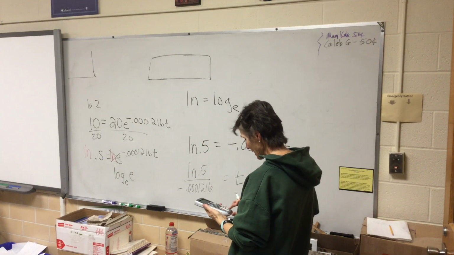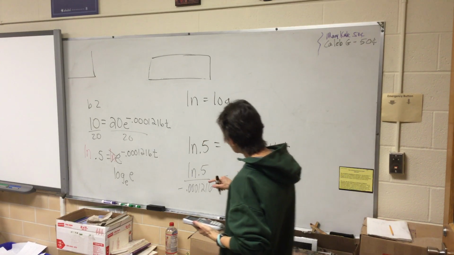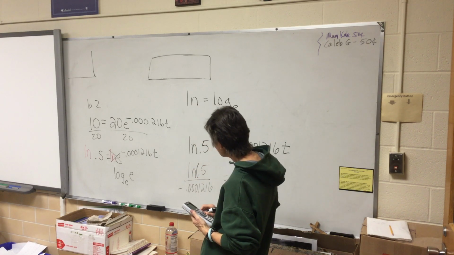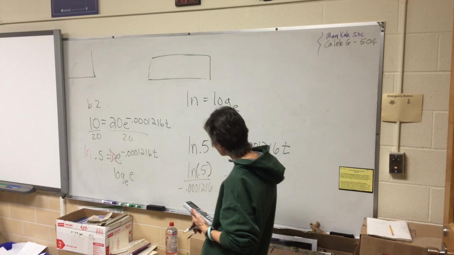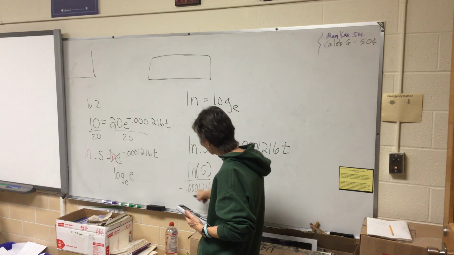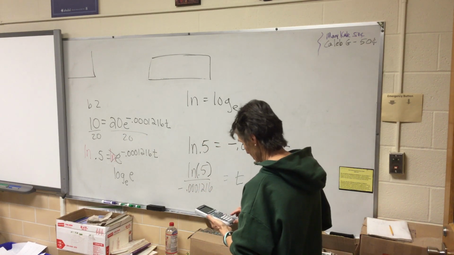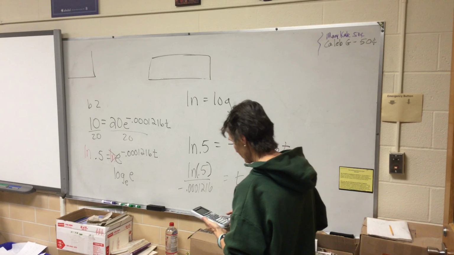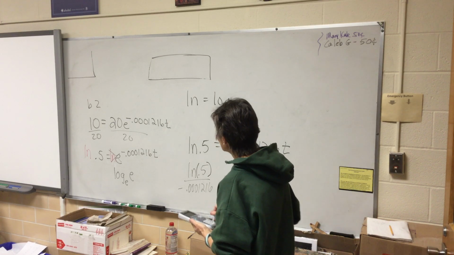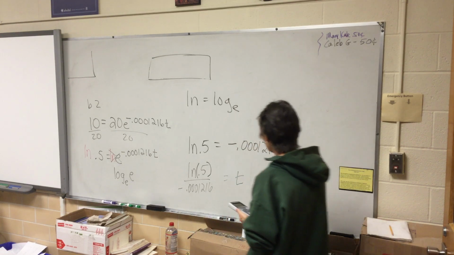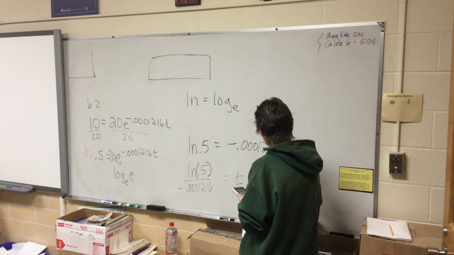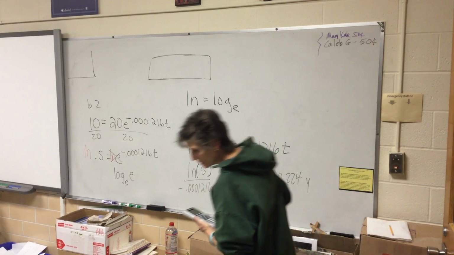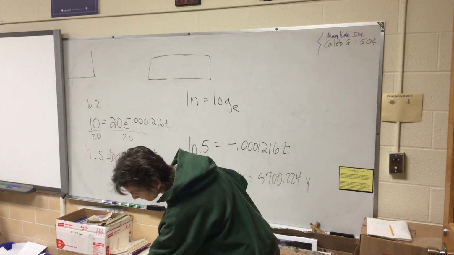So when I type that in, and by the way, be really careful, when you hit ln, it puts a parentheses. Make sure you close that parentheses before you hit divided by. I got 5,700.224. Is it years? Yeah.